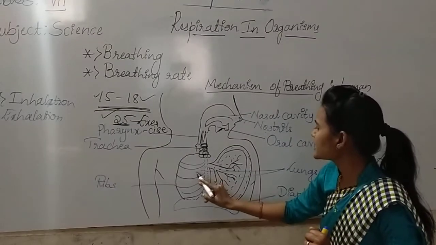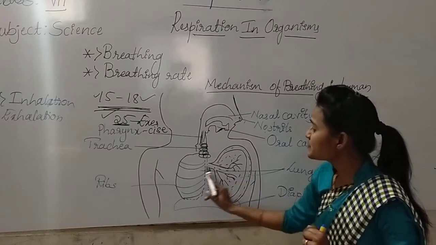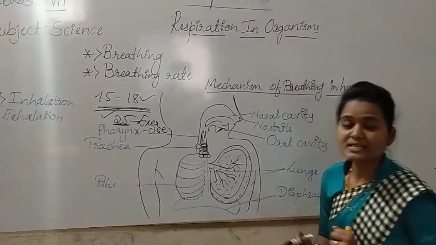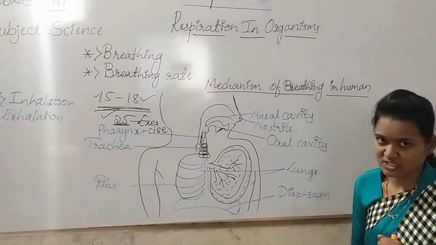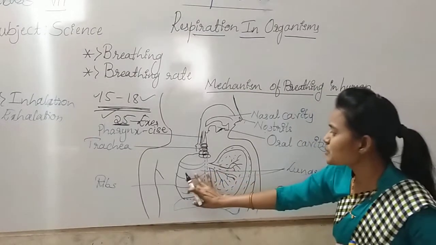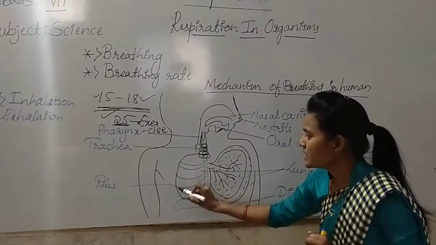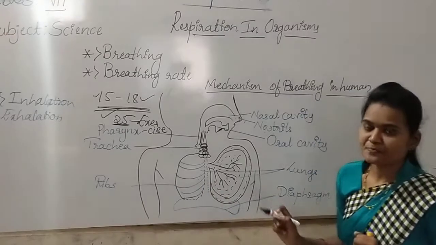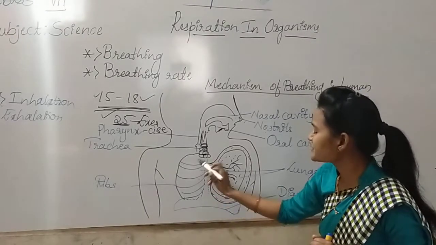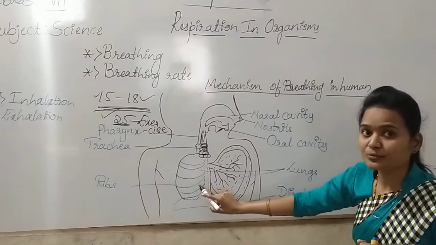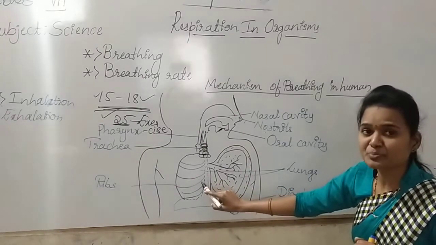A pair of lungs is present, and this pair of lungs is protected by what? This pair of lungs is protected by the chest cavity, and we are seeing the ribs in the chest cavity. The ribs help with the inhale and exhale of gases during the breathing process.